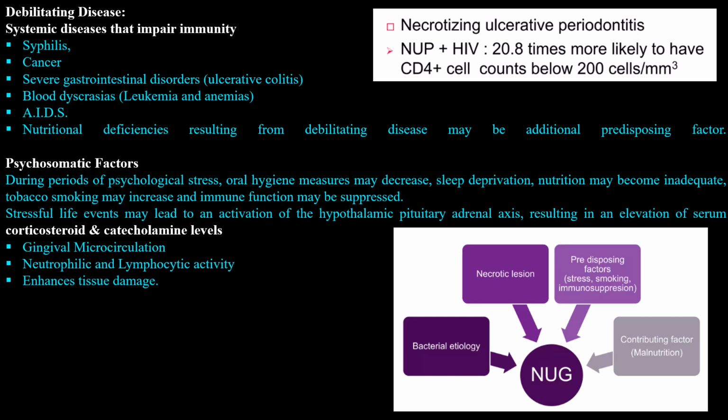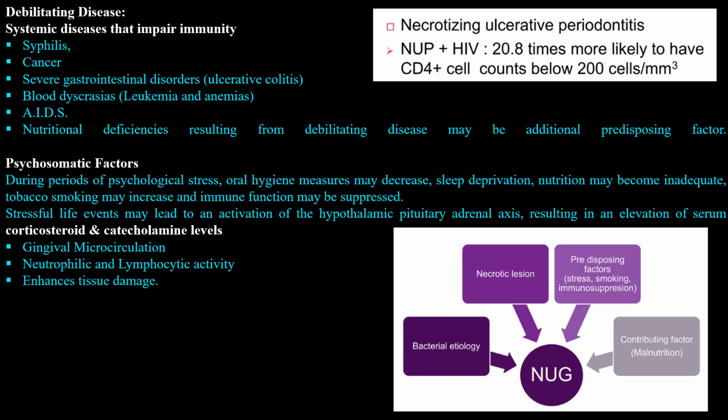Another important factor that might predispose to ANUG is stress. When a patient is stressed for a very long time, he might not be able to take care of his oral hygiene. He might not be able to have adequate nutrition because he might not be able to eat nutritious food, might enter binge eating, might have increased smoking levels, and might be deprived of sleep. All of this will cause depression or suppression of immunity, which will again predispose to ANUG.